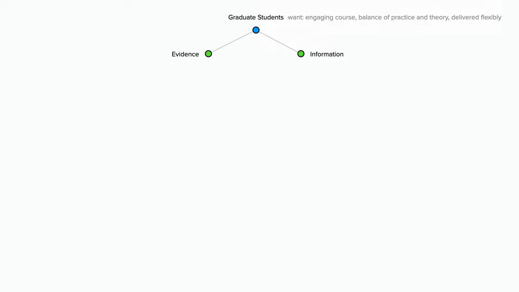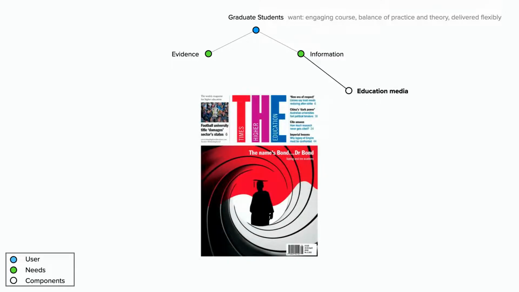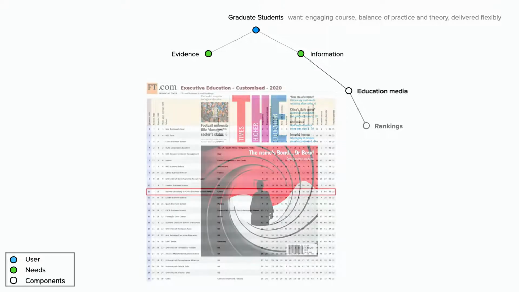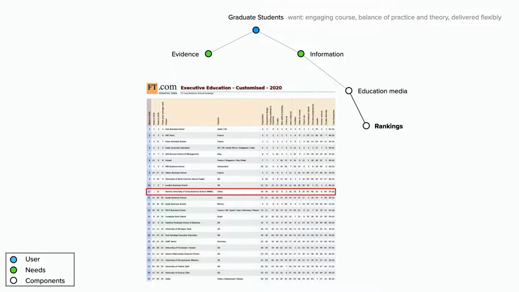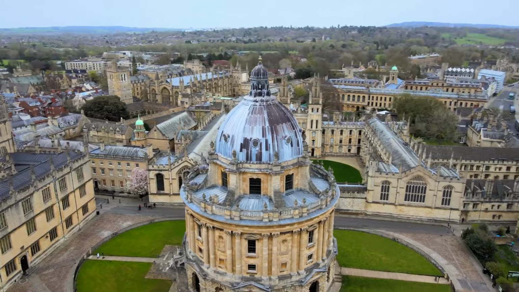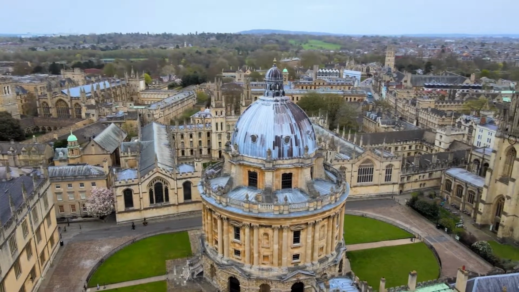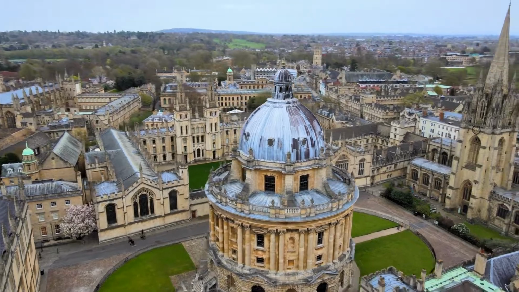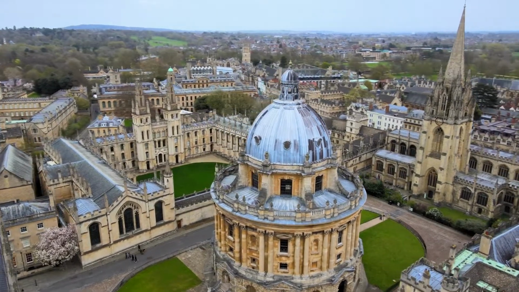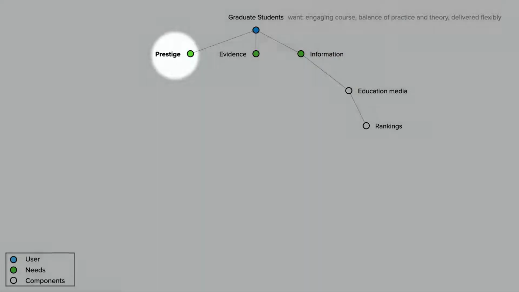Prospective students looking for information about business courses often turn to the education media. And in order to attract readers, education media outlets publish rankings of the best business courses. That's because they know the prestige of the business school matters to the prospective students. This means we may have uncovered a new, higher order need our users have, the need for prestige. So we add that to our list.